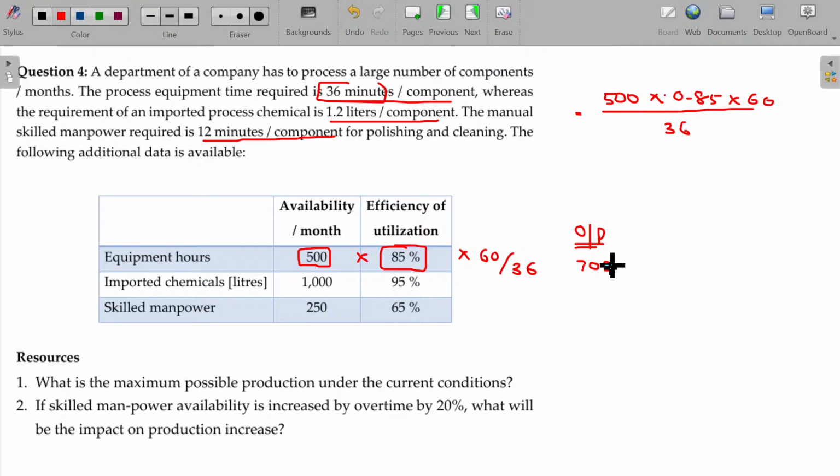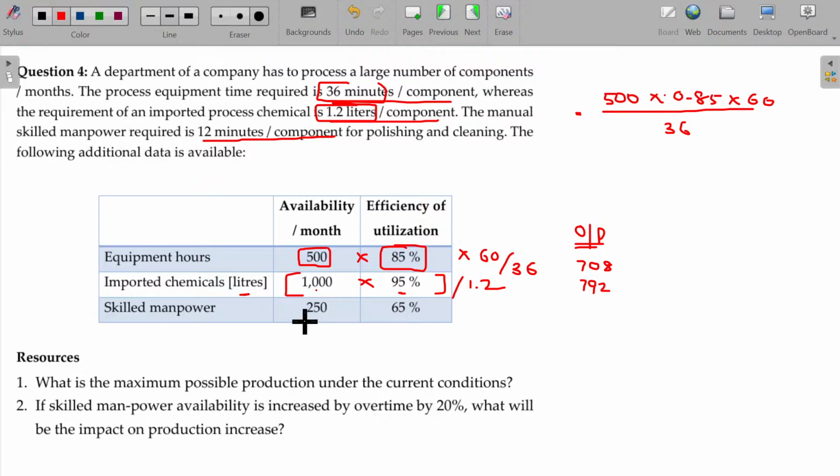708. In case of imported chemical, 1000 liters available, 5% may be lost, only 95% can be usable. And for manufacturing this component, we need 1.2 liters every time. Divide that by 1.2. Come on, tell me the value. 792.